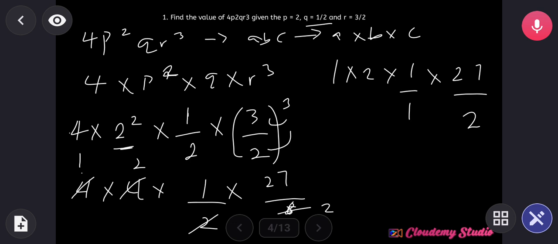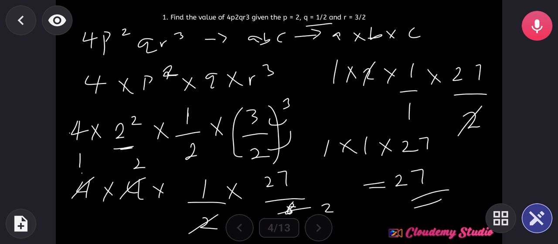This is where we got our 1, this is where we got everything like that. 2 cancels 2. I will be left with what? 1 multiplied by 1 multiplied by 27. And that's equals to what? Which means our answer equals 27. That's our first example. Let us move to the second example.